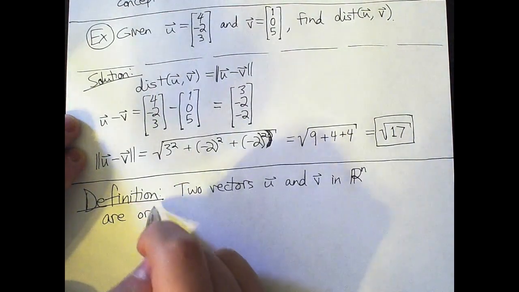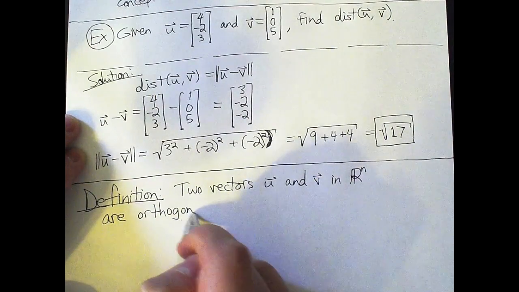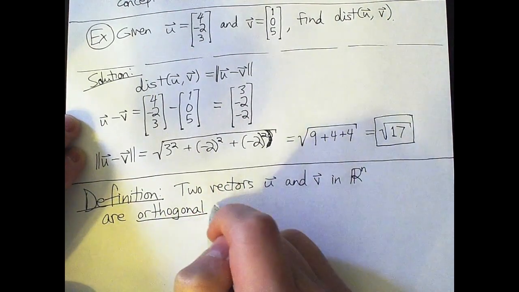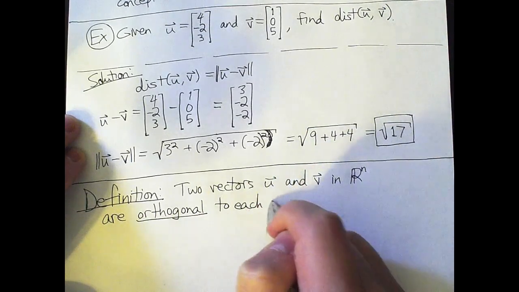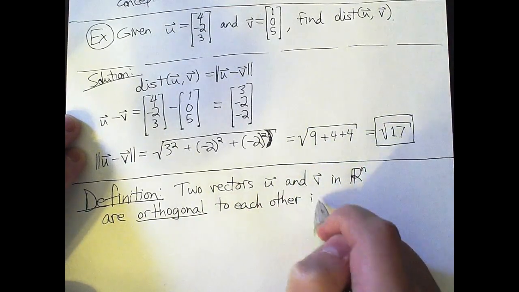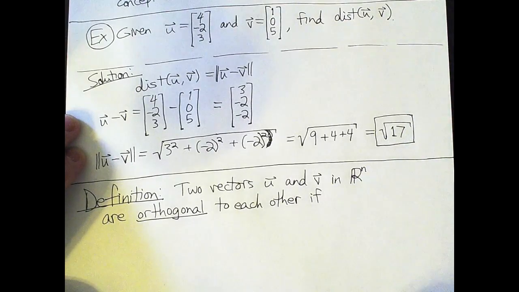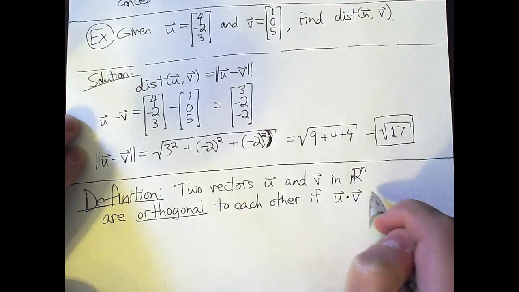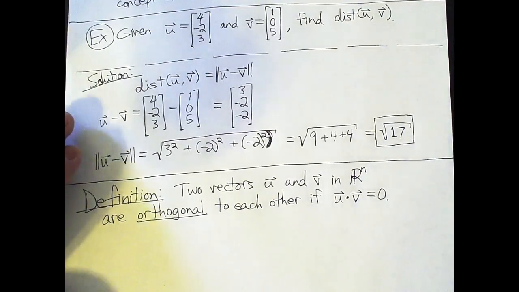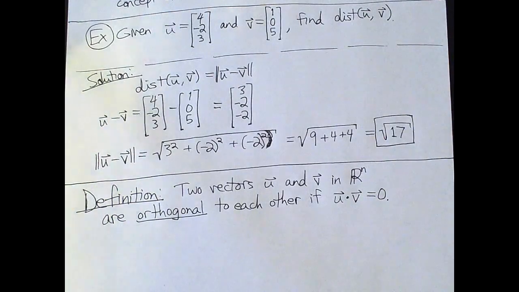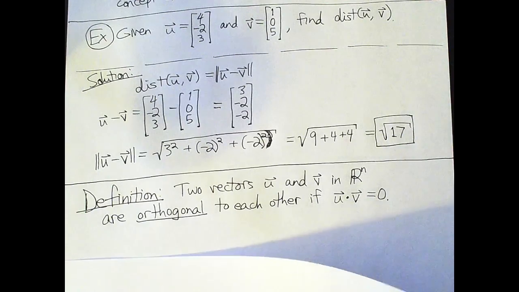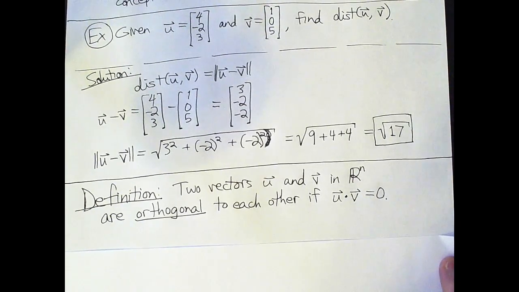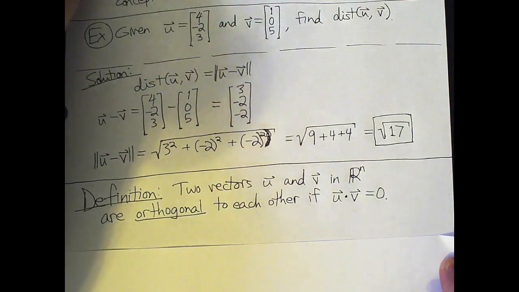They are orthogonal to each other if their inner product u dot v is equal to 0. Okay, that is what it means to be orthogonal. I'll show you some quick examples.